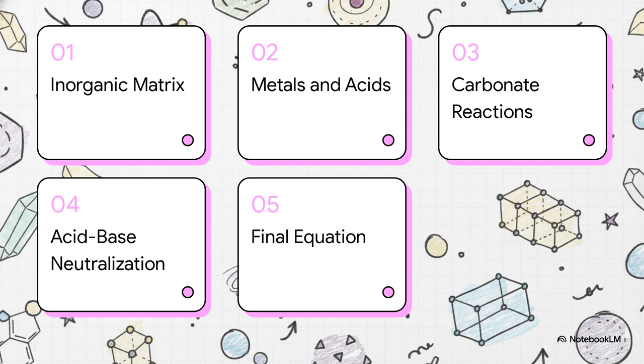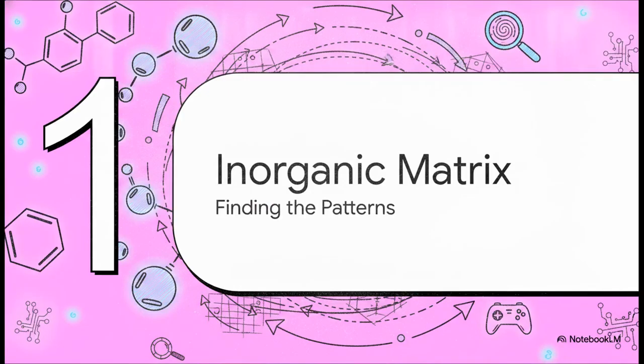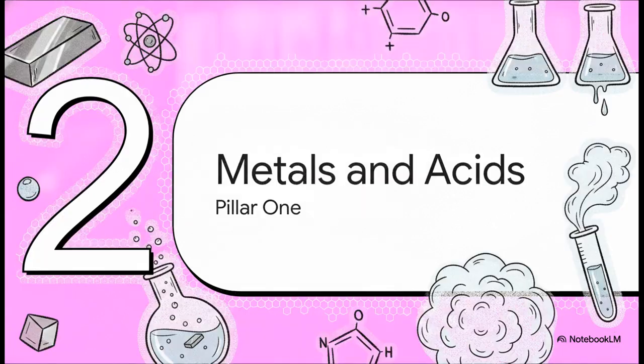Section 1, the inorganic chemistry matrix. Section 2, Pillar 1, metals and acids. Section 3, Pillar 2, carbonate reactions. Section 4, Pillar 3, acid-base neutralization. And to wrap it up, Section 5, the final chemical equation. Let's start right at the top. Section 1, the inorganic chemistry matrix, finding the patterns. Moving right along to Section 2, Pillar 1, metals and acids.